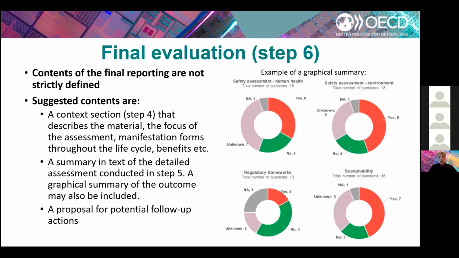And in the final evaluation, step 6, although the contents are not strictly defined in the current document, we think what it should include is a description of the context section. So what is the material? What is the focus of the assessment, manifestation forms, as well as the benefits. Then it's advised to provide a summary in text of the detailed assessment conducted in step 5, where you basically report on the identified issues and also the uncertainties.